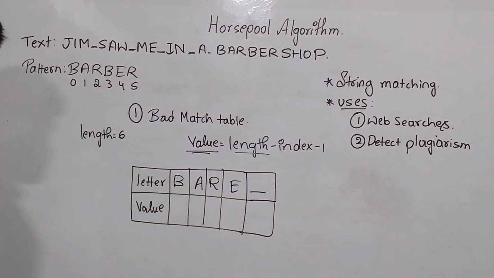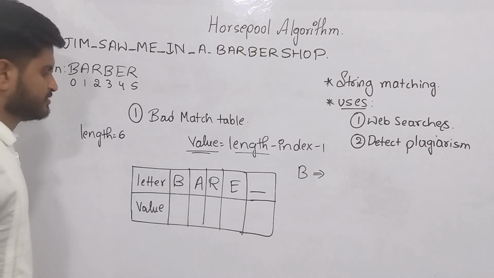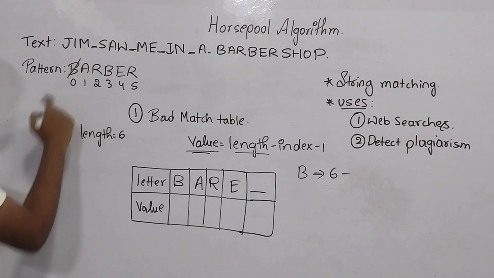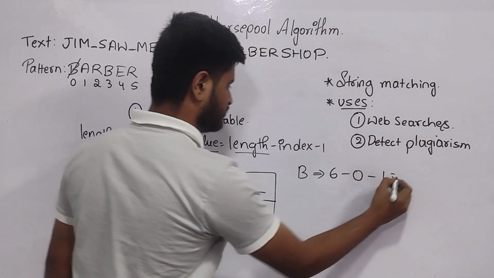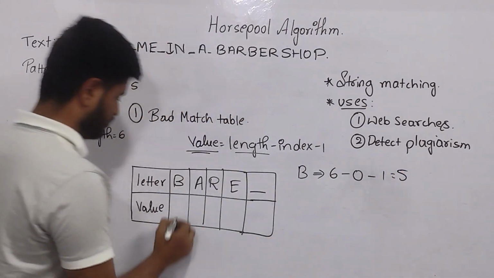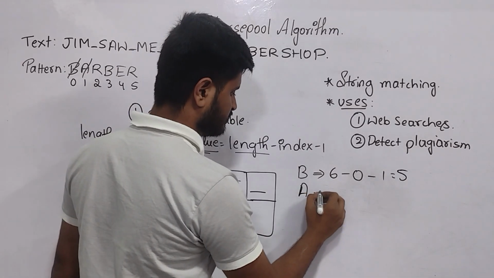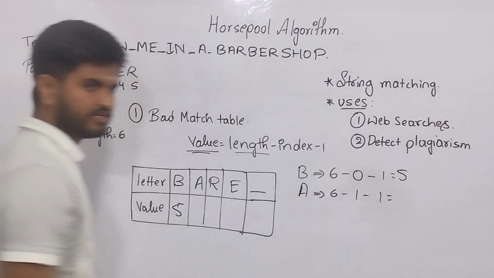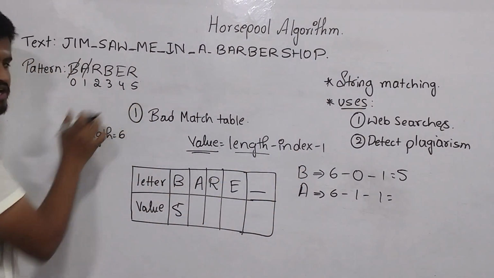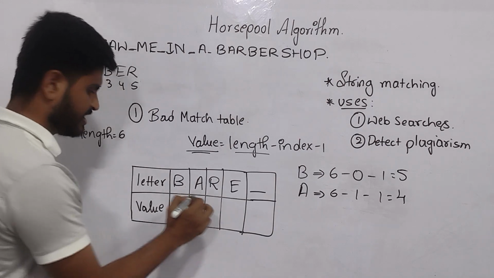Now find the value for each and every letter. For the first one, B, the value equals length, which is 6, minus the index of B, which is 0, minus 1. So 6 minus 1 is 5. We got the value of B as 5. Next A: 6 minus 1 minus 1. Only the index changes; the length and the minus 1 stay the same, because the index is the only variable here. So 6 minus 1 is 5, 5 minus 1 is 4. We got the A value as 4.